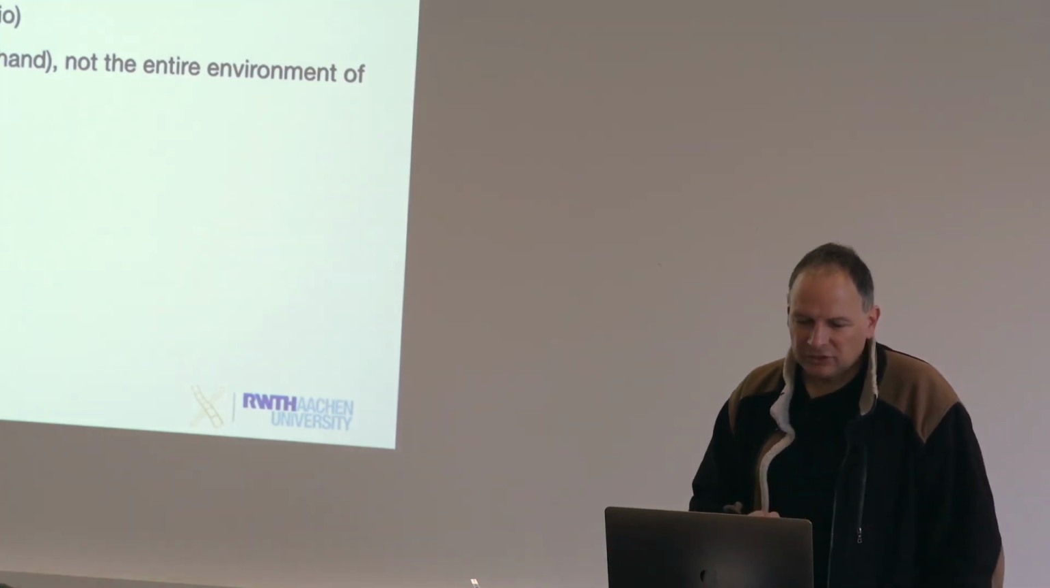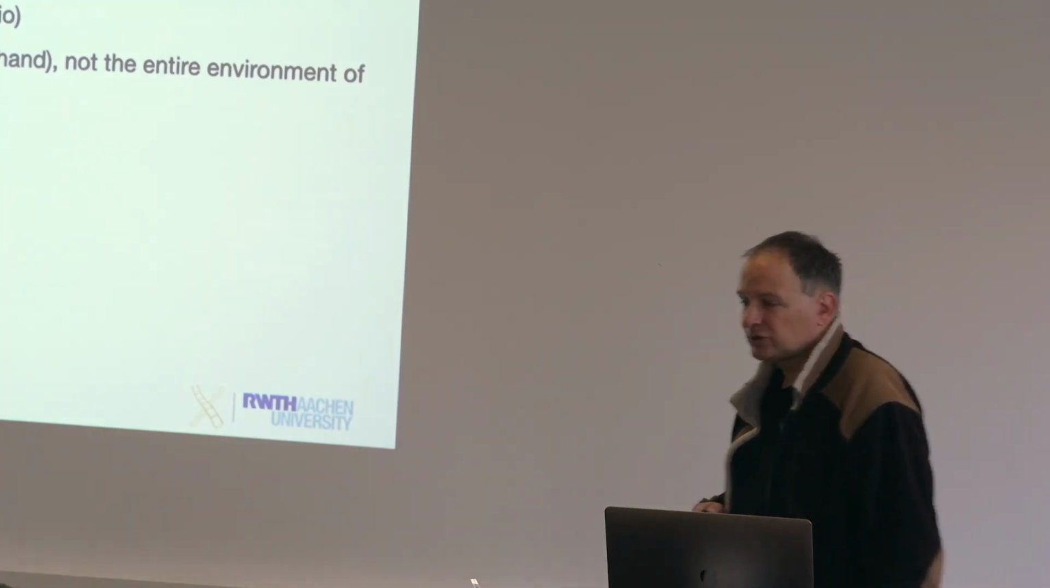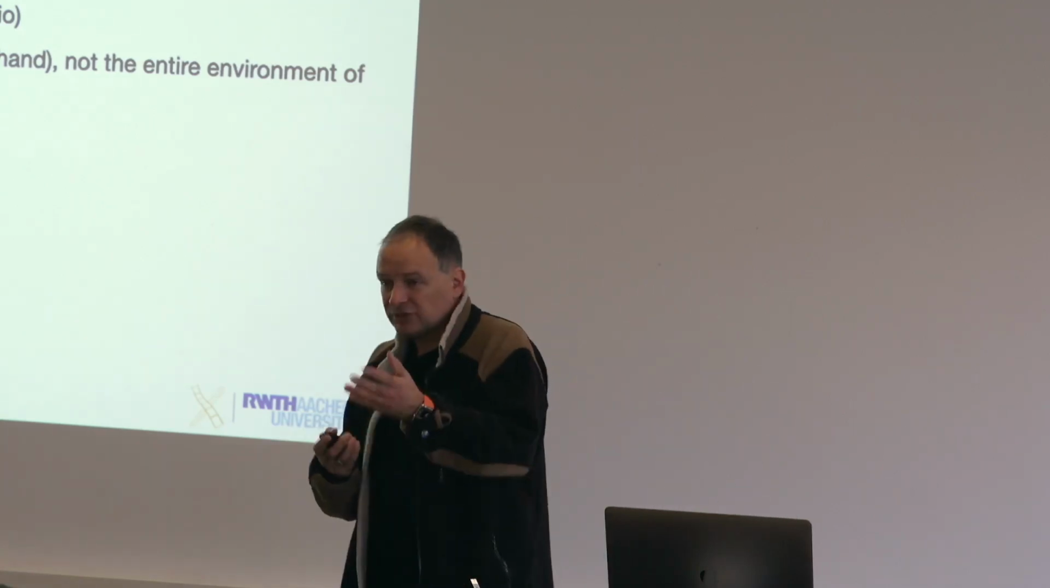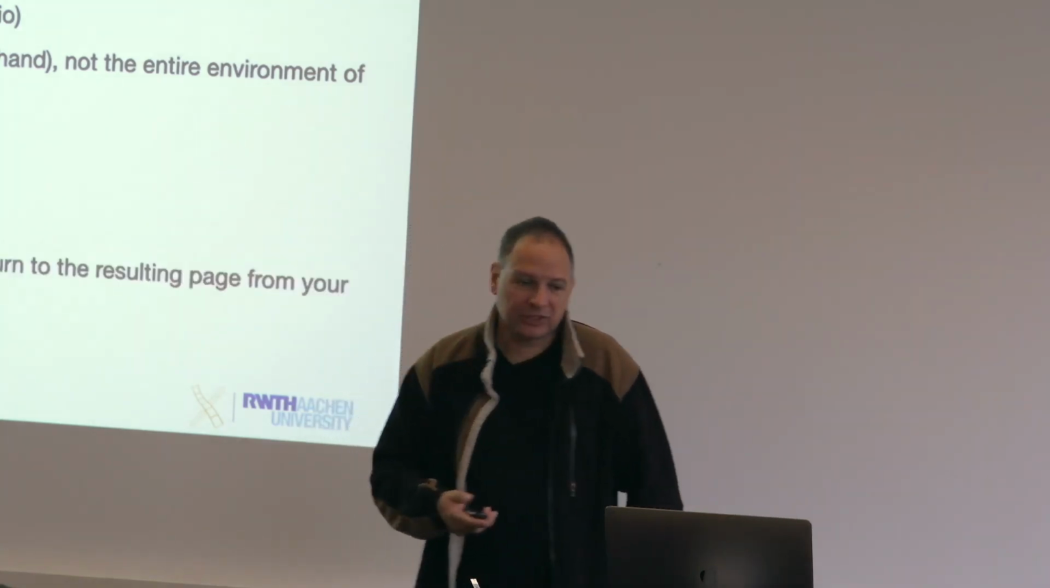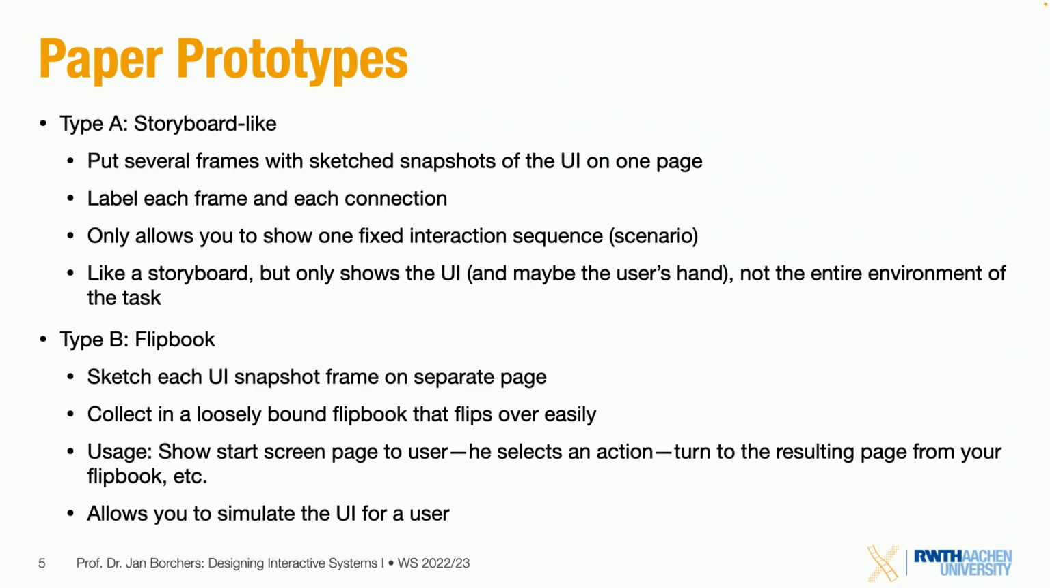So the other version is what I was describing when I said I'm handing you the stack of papers. It's more like a flipbook, right? So maybe each user interface snapshot goes onto a separate piece of paper. You have these screens, you've got the stack of paper, and you can collect them in a binder or something that flips over easily. And then you go through and say, here's the start screen, and now the user does something, and then you flip to the corresponding next page, you show that page.